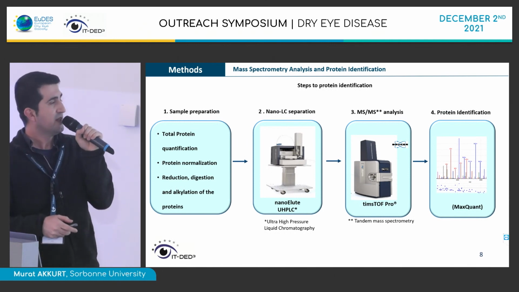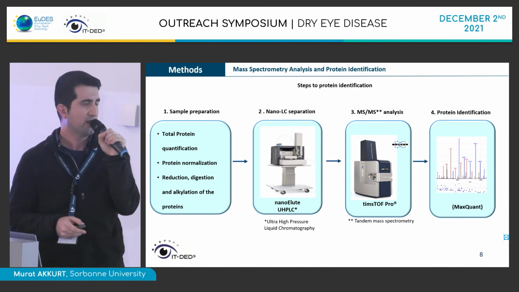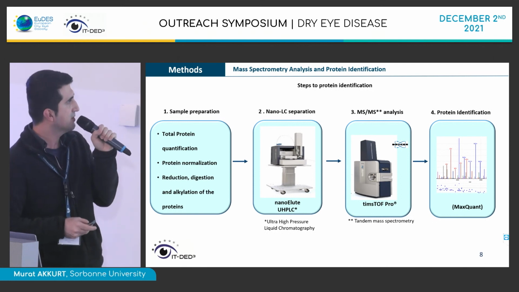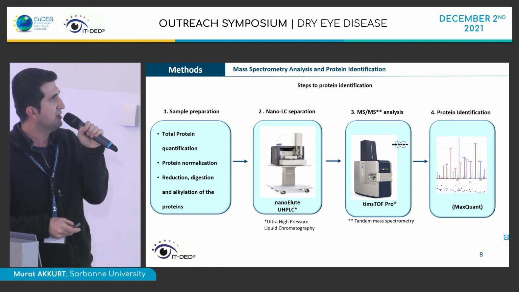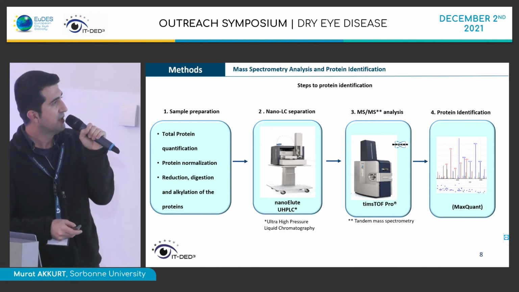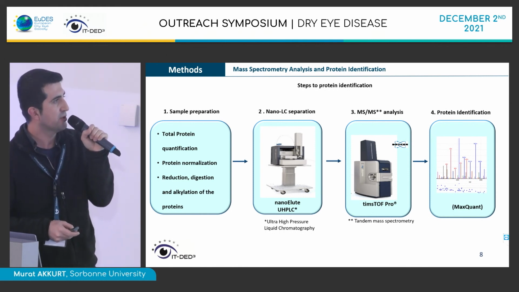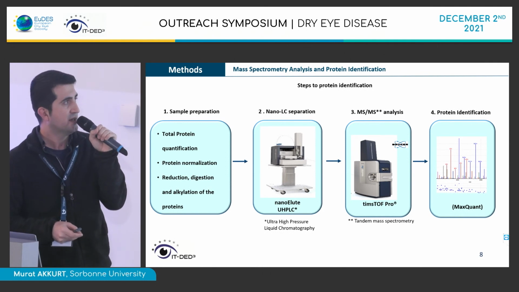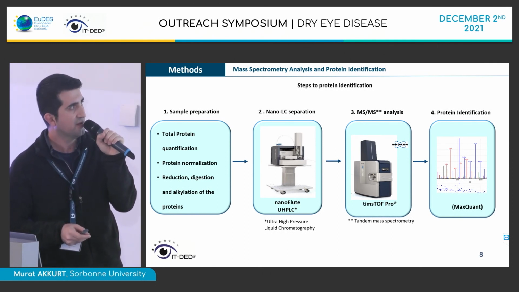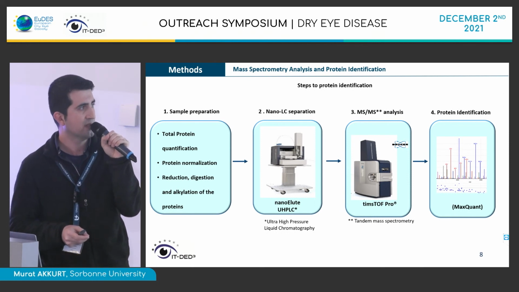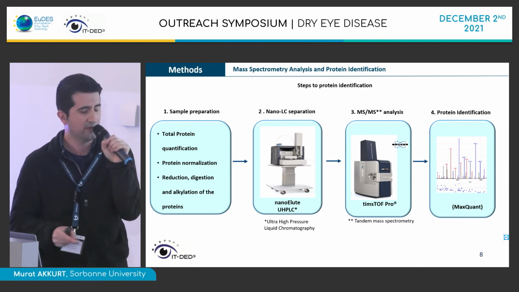After protein quantification and normalization to 500 nanogram, we processed these samples, initial to injection to nanoElute coupled to the mass spectrometer, and with data obtained from mass spectrometry, we identified these proteins by using software called MaxQuant.